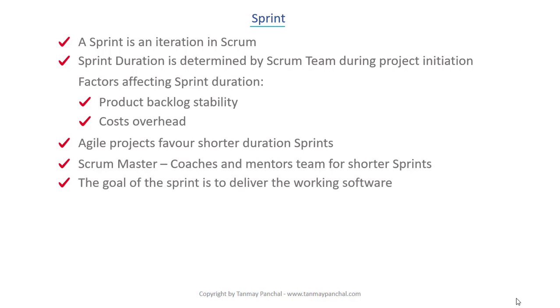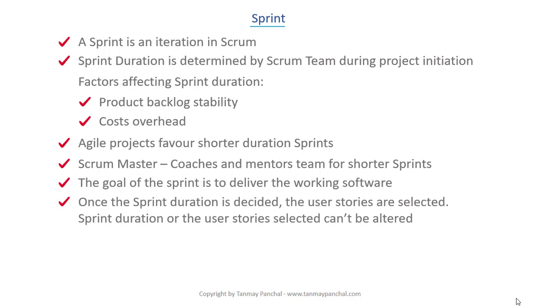The goal of the sprint is to deliver working software. At the conclusion of each sprint, the team should be able to deliver near releasable or potentially shippable software. Once the sprint duration is determined and the user stories are selected, neither the duration of the sprint nor any user story can be altered. The sprint will end at the appointed time, irrespective of whether the team has met the sprint goals or not.